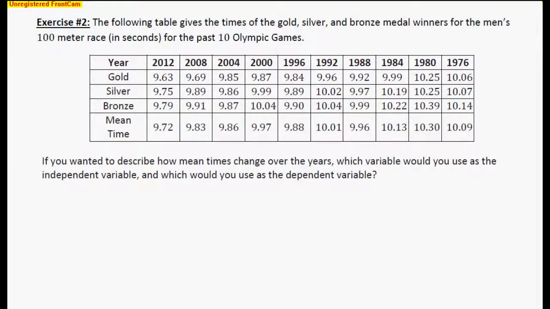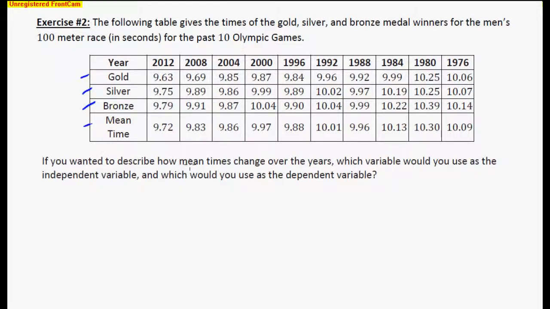Okay, guys, here is number 2, and we've got another table. And this shows the year of the Olympics along the top here. And it shows the times for the gold, the silver, the bronze, and the mean, which means the average. They've averaged these times of each of these years. So they're talking about the 100-meter race.